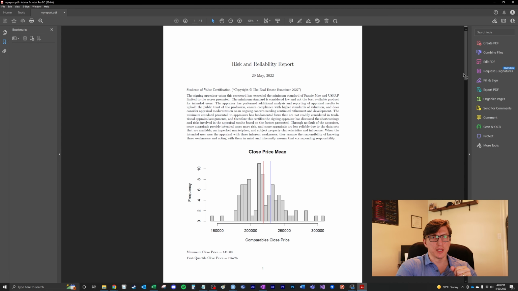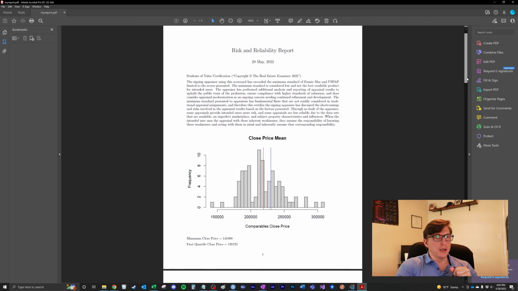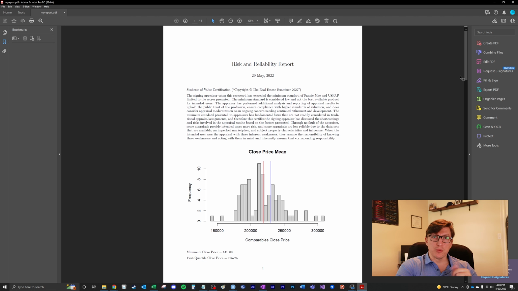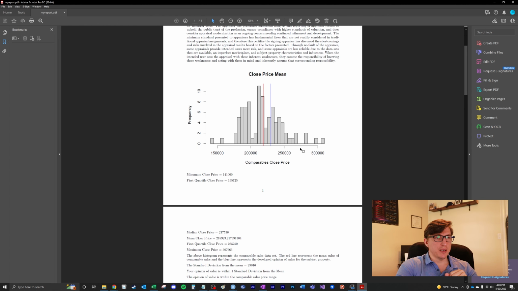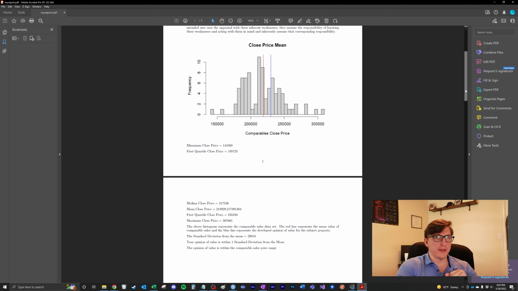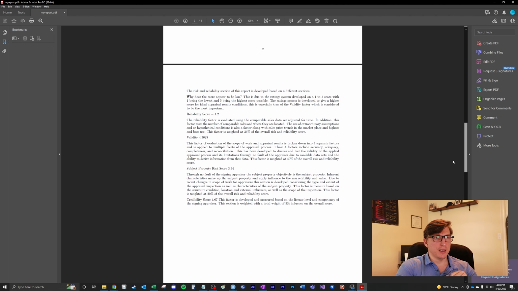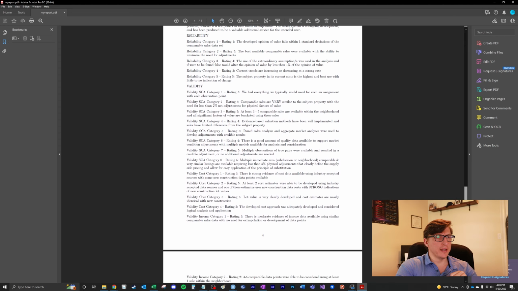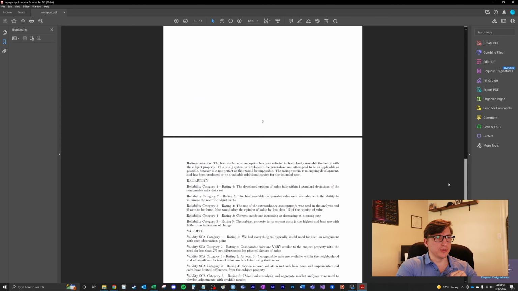So here's our risk and reliability support. Here's our risk and reliability report. We have the histogram, our opinion of value is stated on there. It talks about how our opinion of value compares to the rest of the comparable market segment. And then we have our different ratings, and it talks about the different categories and how they apply in the overall score. And here's the different ratings that we used.